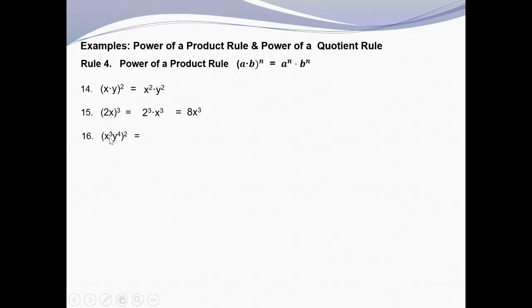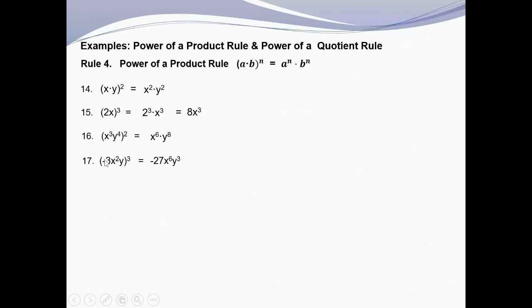This will give us what? X to the 6th, y to the 8th. Right, because we multiply the power, we distribute the power there. Like 3 times 2 is 6, 4 times 2 is 8. Okay, how about this one here? Remember that we have a negative, right? To the odd power, the answer is going to be negative, okay?